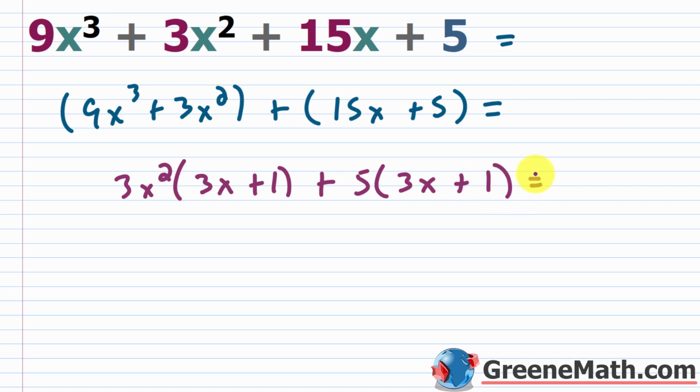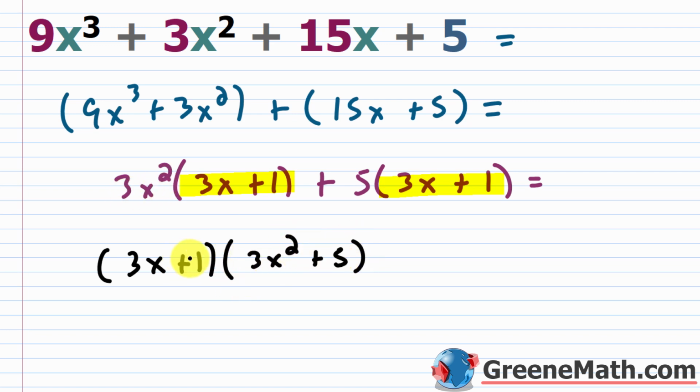So you can see that you have this common binomial factor of 3x plus 1. So you're just going to pull that out in front of some parentheses. So 3x plus 1. And then what's left inside? The 3x squared plus the 5. Always check for additional factoring. You don't have any. So my answer is the quantity 3x plus 1 times the quantity 3x squared plus 5.